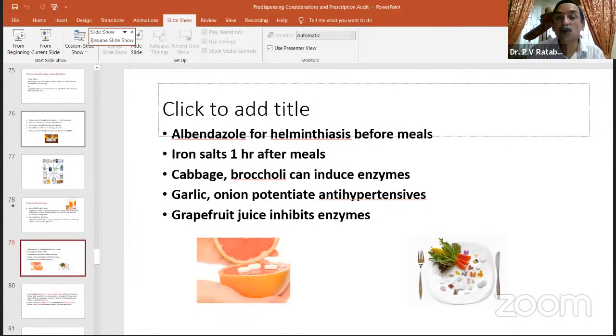Cabbage and broccoli can induce enzymes. So if the patient is on certain drugs like warfarin sodium, cardiac drugs, tell the patient not to have cabbage or broccoli in their diet. They can induce enzymes and wash out warfarin. Garlic and onion potentiate antihypertensives. So for a hypertensive patient, you can always advise to have garlic and onion. Grapefruit juice can inhibit enzymes and can throw most of the drugs in the dustbin. So grapefruit juice should be avoided when the patient is on multiple medications. You can always help the patient by telling this.